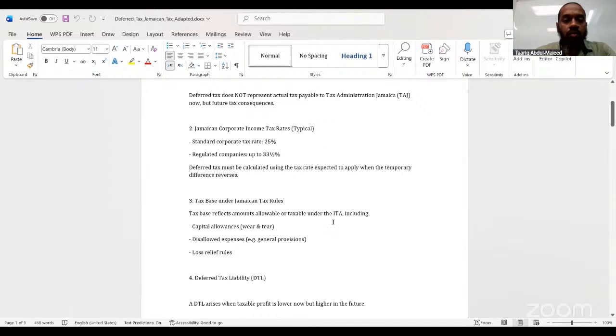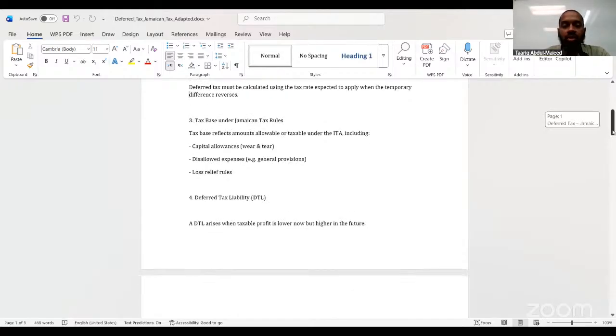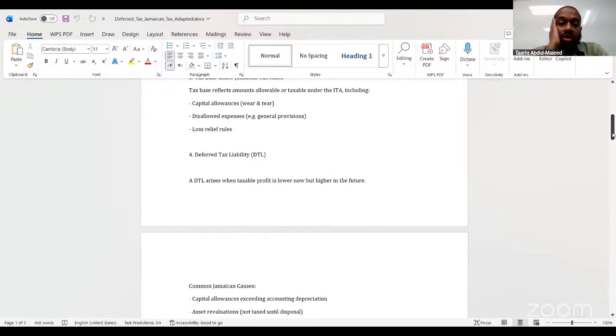All right, so the tax base under the Jamaican Act. The tax base basically reflects what is allowable or taxable under the Income Tax Act, meaning capital allowances, looking at the capital allowances, disallowed expenses, and the loss relief rules. We notice all of those things would basically be what's on the balance sheet. So we're going to be looking at how we look at the deferred tax liability.